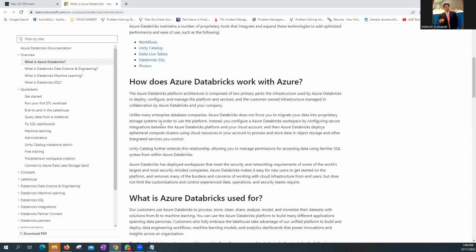Unlike many enterprise companies, Azure Databricks does not force you to migrate your data to proprietary storage systems in order to use the platform. Instead, you configure an Azure Databricks workspace by configuring secure integrations between the Azure Databricks platform and your cloud account. Databricks deploys compute clusters using cloud resources in your account to process and store data in object storage and other services under your control.